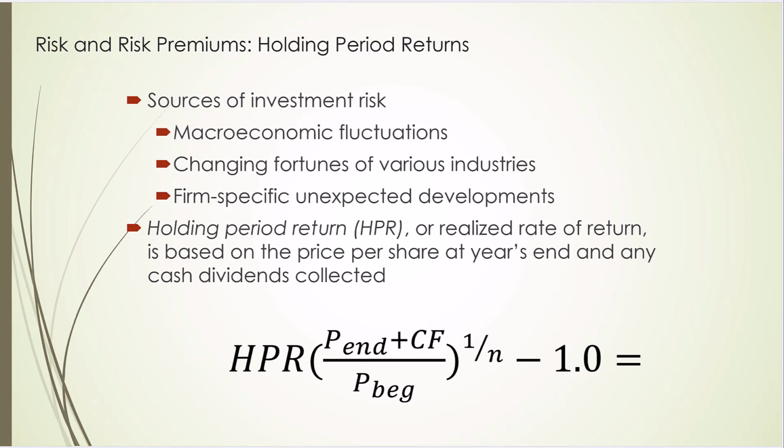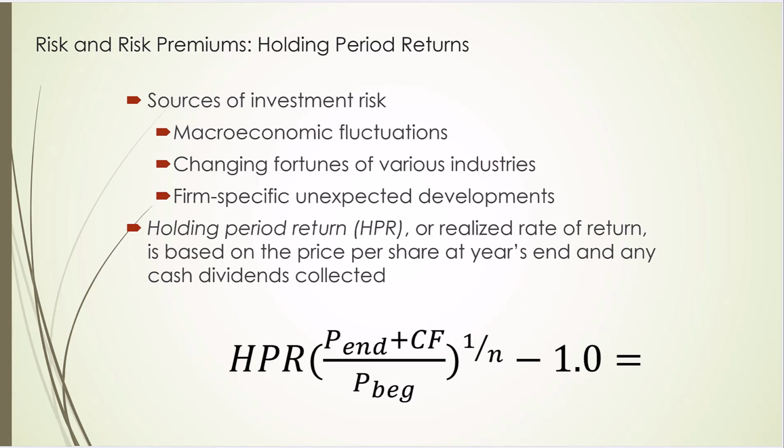Now, as far as risk is concerned, we have macroeconomic fluctuations, things in the economy that change. We have changes in the fortunes of industries, right? Industries mature, industries go away, industries emerge. Firm-specific and unexpected developments: things happen in companies that alter the riskiness, the uncertainty of the future.